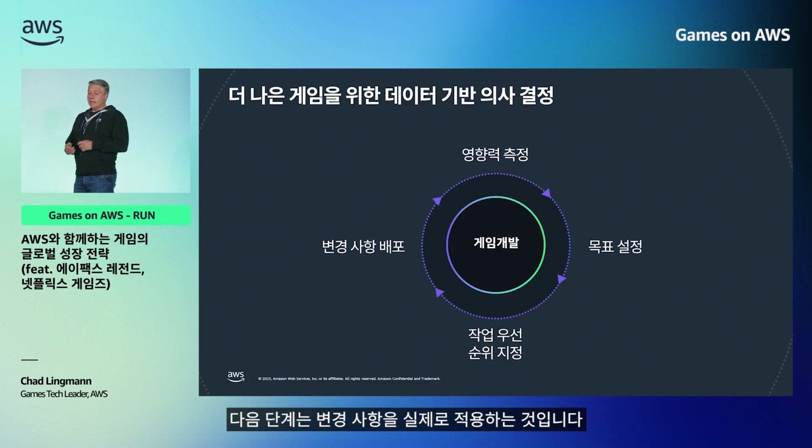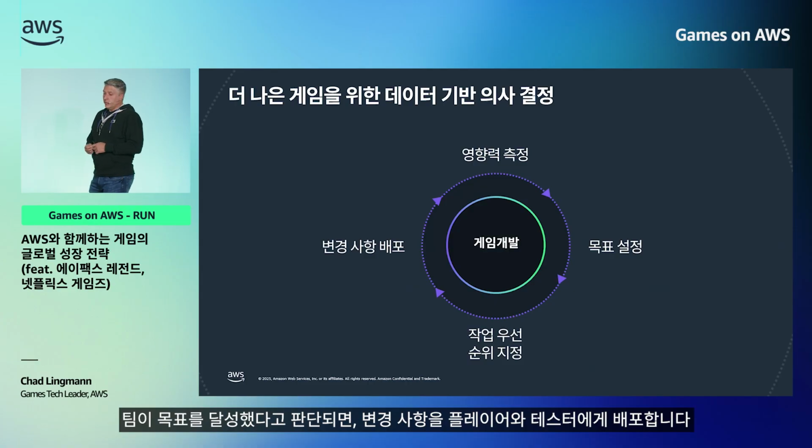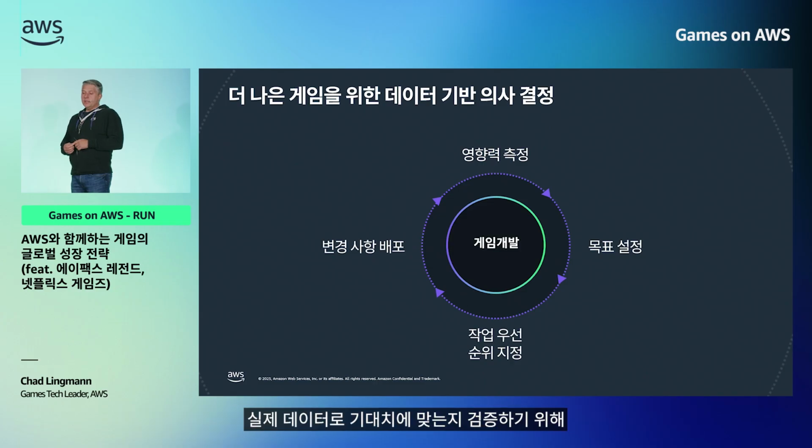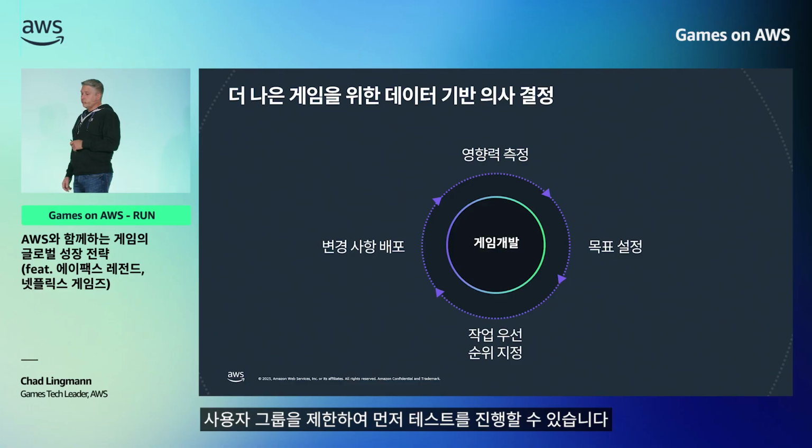So now that we've aligned, we launch our changes. When the team believes that they've achieved the goal, it's time to release the changes to the players and testers. This can be de-risked through limited audience releases that validate the expectations with real data.